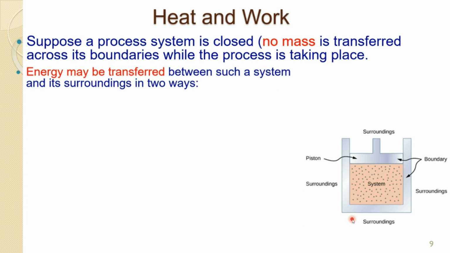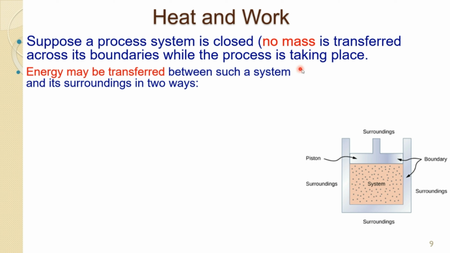So there are two terms which are very important in energy. They are called heat and work. Heat is related to thermal energy. If you have temperature, then you will have energy. And work means that it's a form of energy. Okay. Suppose a process system is closed. The closed system means that no mass is transferred across the boundary, so the mass cannot go out and come in.